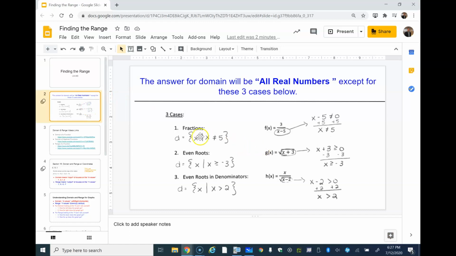So just to recap, remember to find a domain, there are three different cases where you draw a red flag. If you have a fraction in which the denominator cannot equal zero, because if the denominator equals zero, say for instance the answer is 5, 5 minus 5 is 0, and you cannot do 3 divided by 0. That's called undefined. So what we're trying to say is for this function, the domain can be all real numbers, except for the 5.